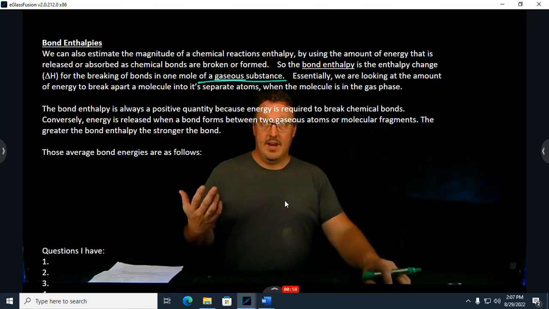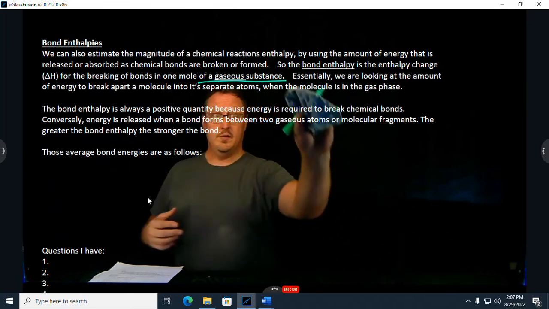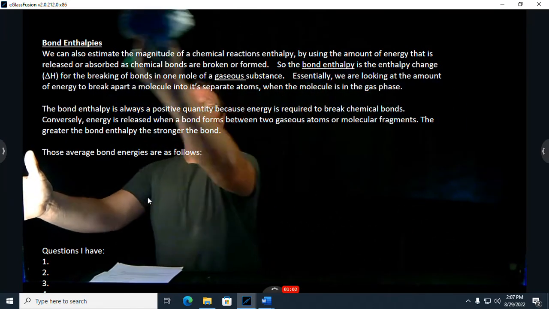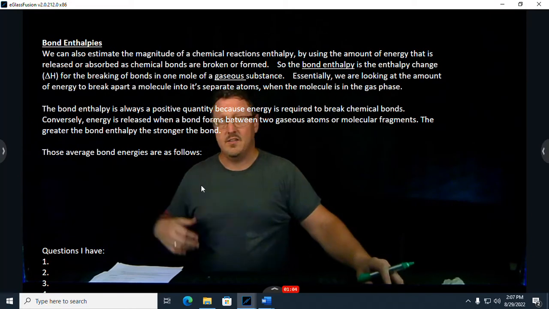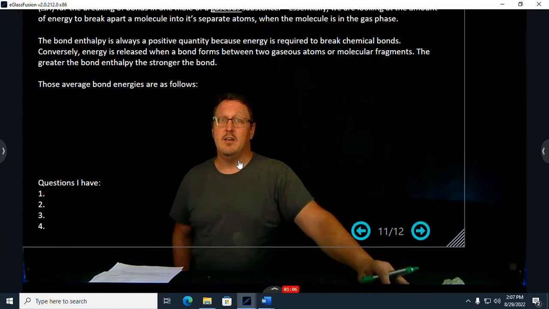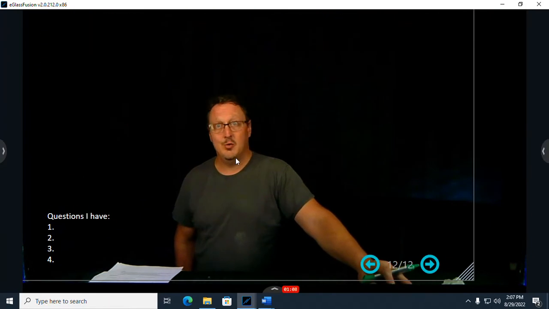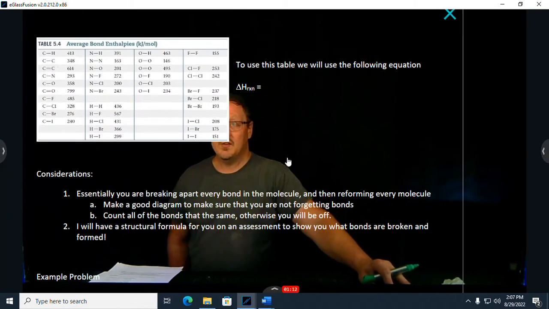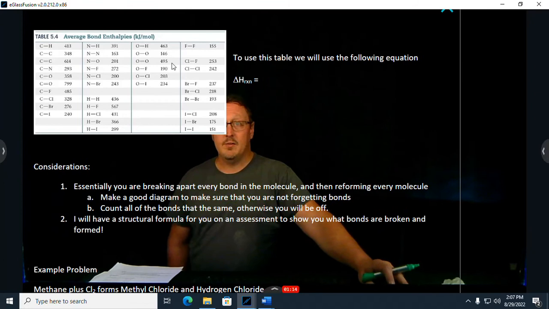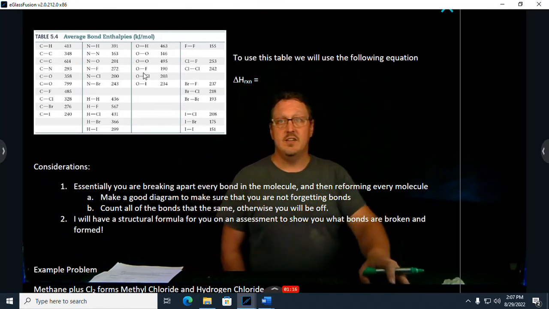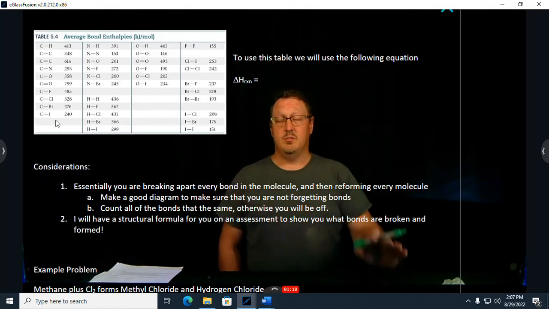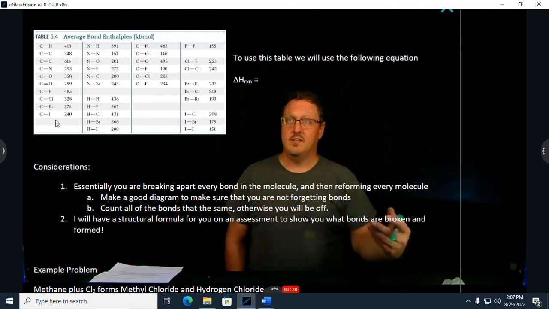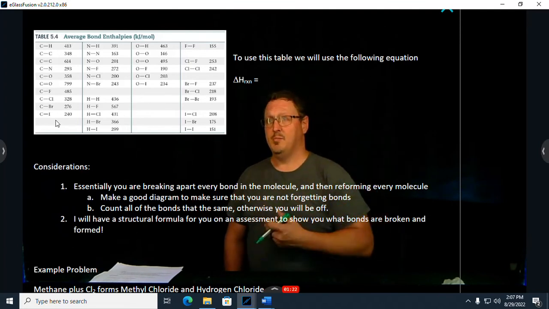So here are some average bond energies for you. There is a table that we will use. You will be provided this table if you have to do any of these problems on your test, and you will have to do some of these on your test. Here's a table that you will see. We can look up a single bond and say, oh, this is what it is. This is how much energy is released when we break that bond, and this is how much energy is needed to form this bond, okay?